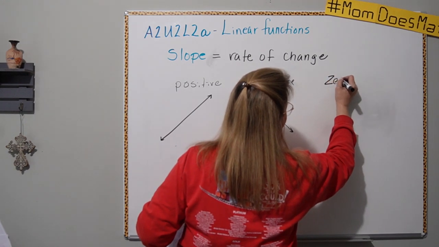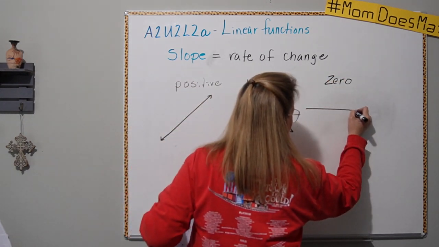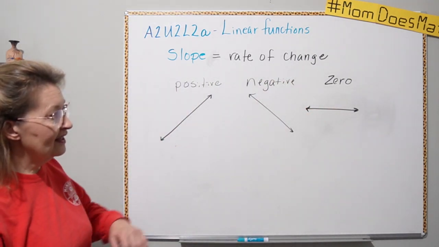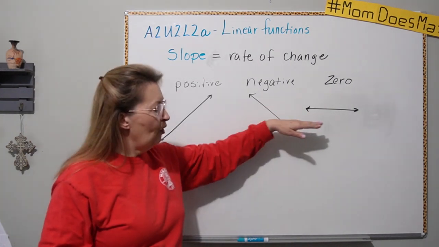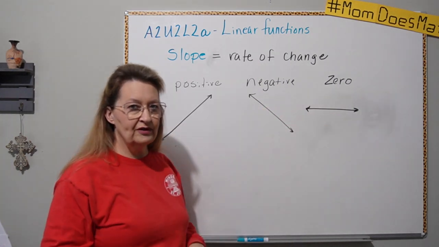You might have a 0 slope, and that is a line that is going to be horizontal. It's just going to go straight across. I always say think of it as a difficulty rating, and if you're trying to walk across a straight flat line, that has 0 difficulty.